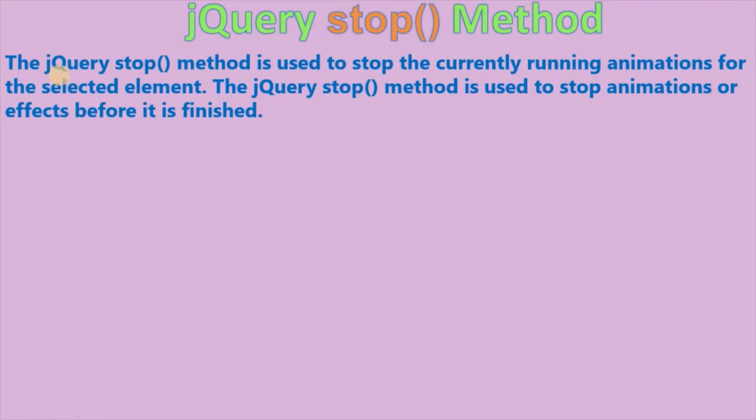Today we are going to see the jQuery stop method. The jQuery stop method is used to stop the currently running animations for the selected element. The jQuery stop method is used to stop animations or effects before they are finished.